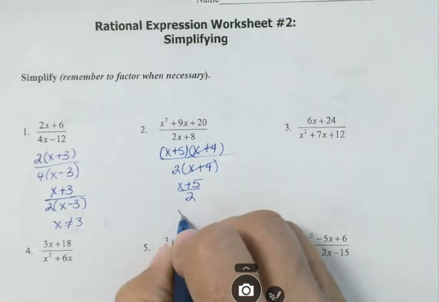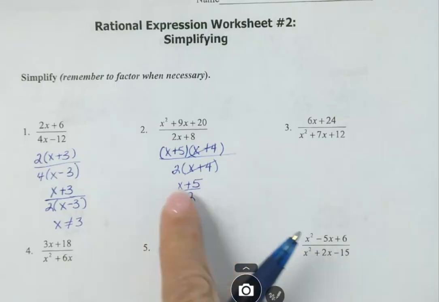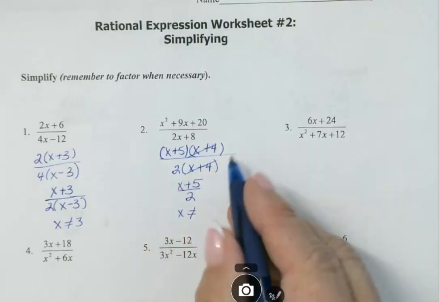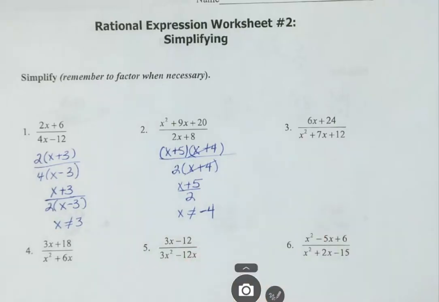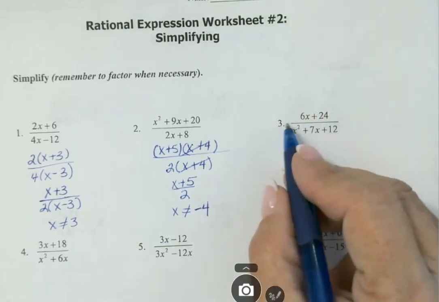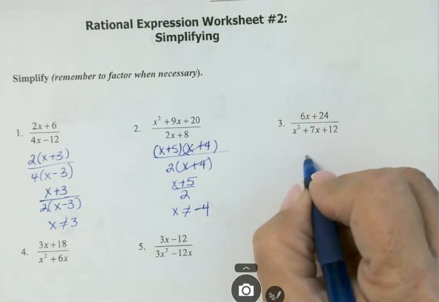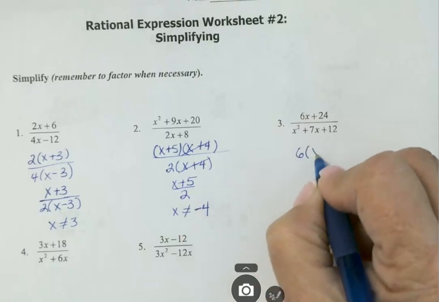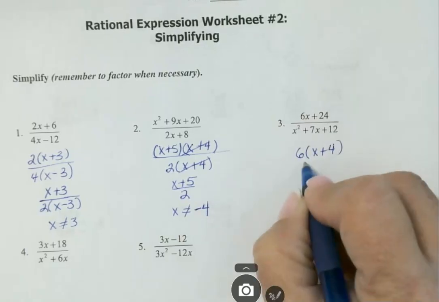Again, we need to state what x cannot be. So x could not be, in this case, a negative 4. Okay? Sometimes x can't be multiple things. Okay? So let's do another one. So I'm first going to take my numerator and I'm going to factor it. It has a common factor of 6. That gives me an x plus 4.